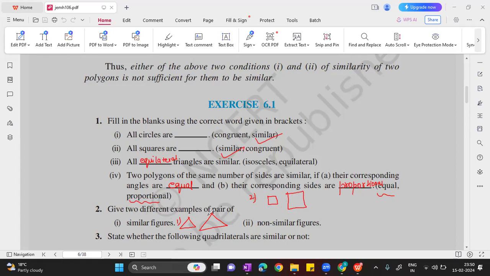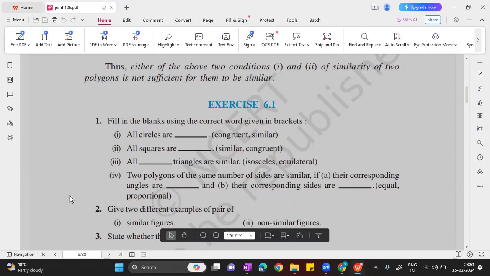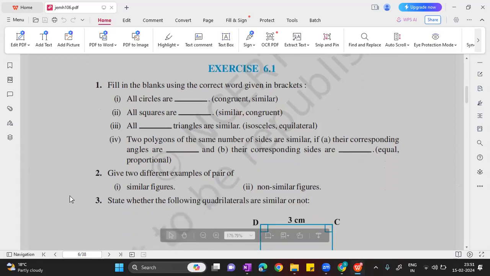Next, you have to draw two different examples of a pair of non-similar figures. That is so simple, right? Draw one circle and draw a square. Non-similar. Next, second example: draw one triangle and another, let's say, a rectangle. Non-similar figures. Understood this question? Yes. The first and second questions are very clear, or do you have any doubt?